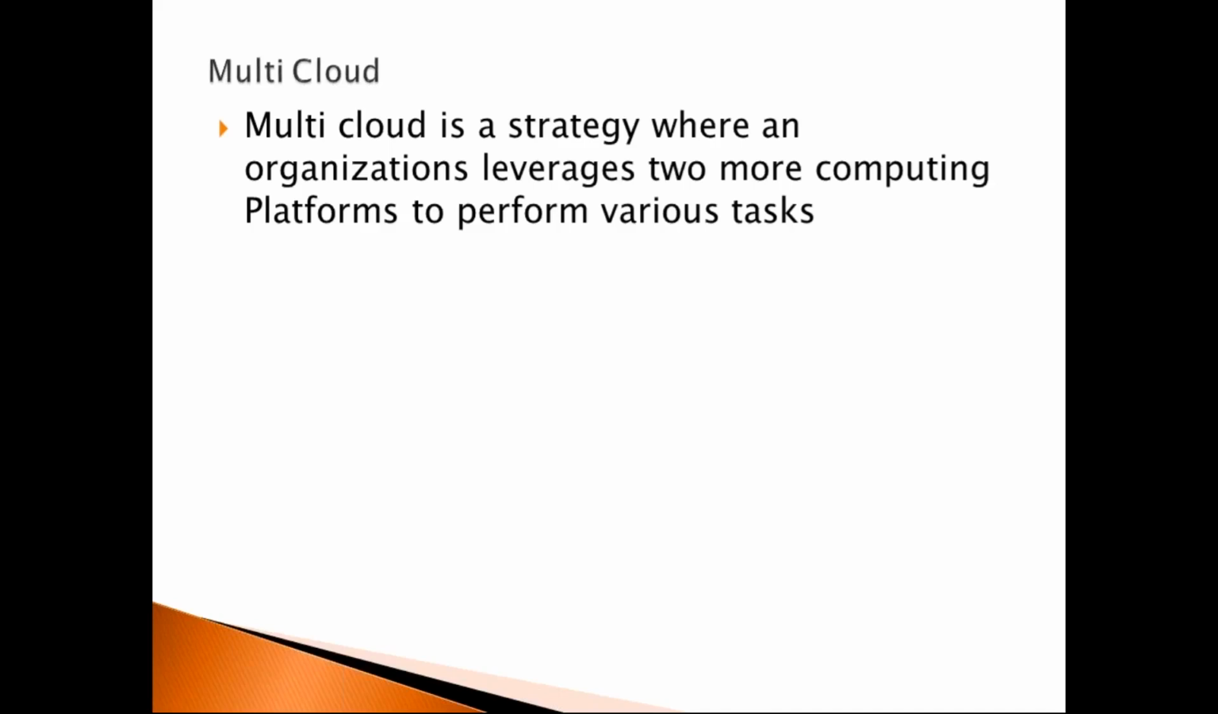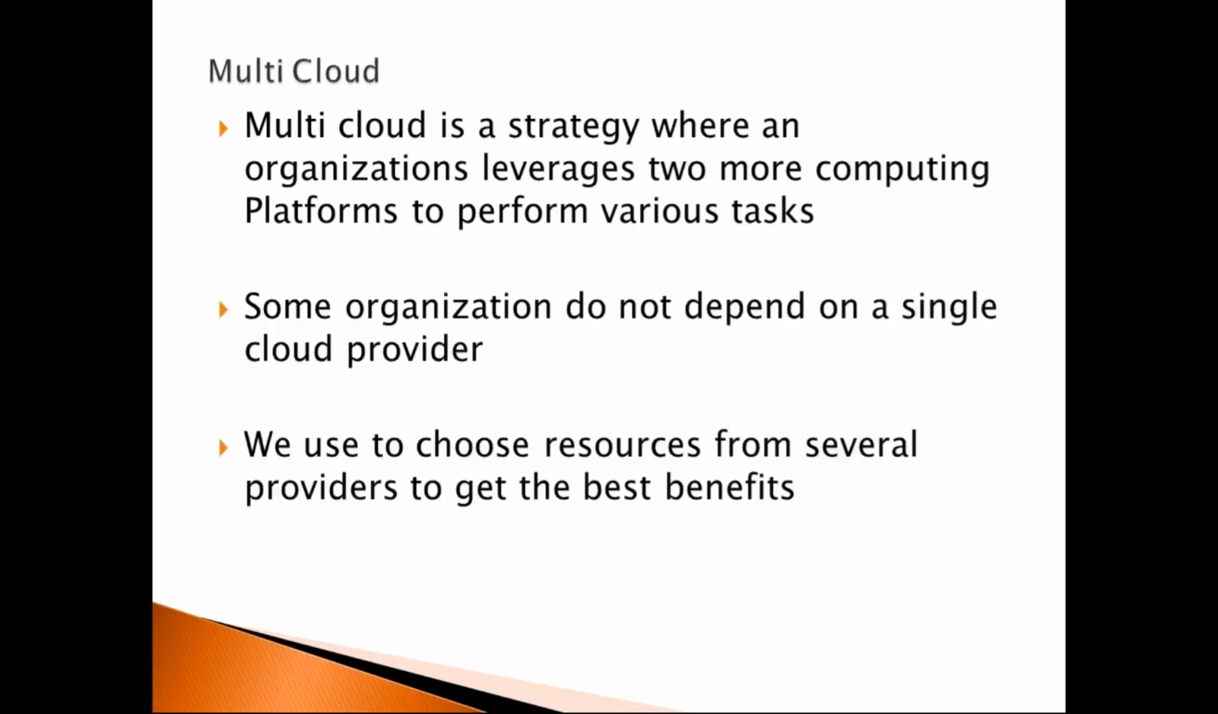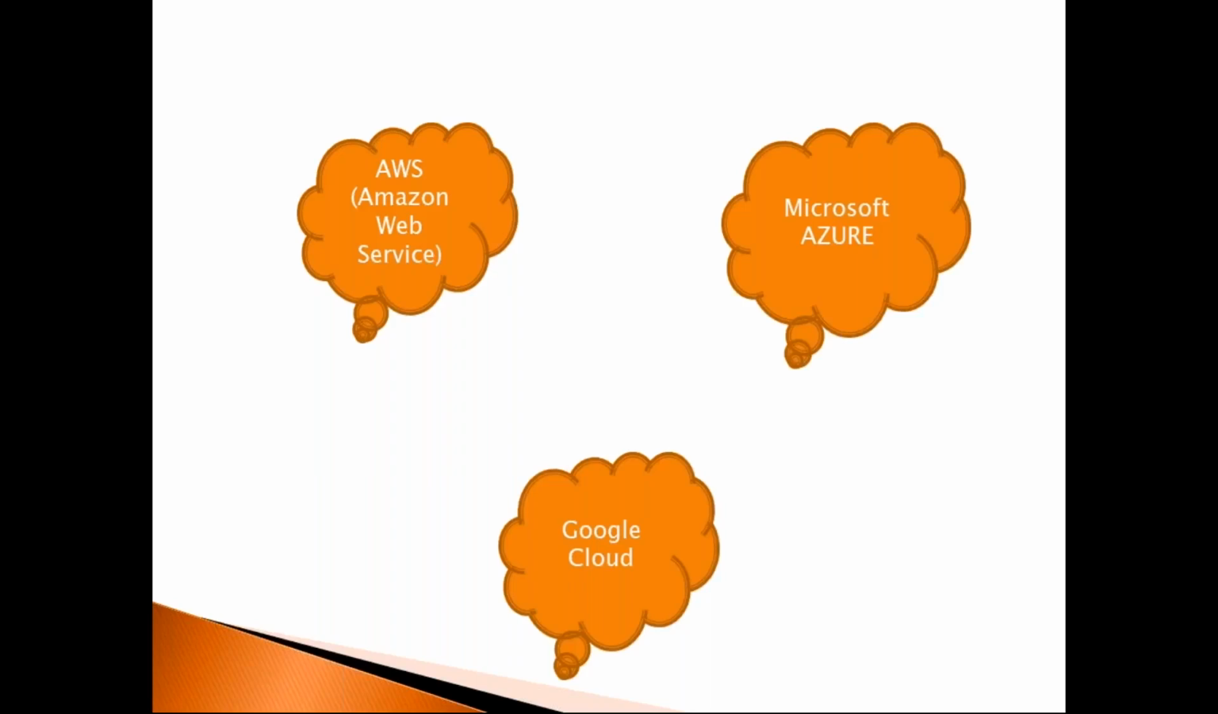Multi-cloud. Multi-cloud is a strategy where an organization leverages two or more computing platforms. Some organizations do not depend on a single cloud provider. If I have a company and I'm using only AWS, that is called a single cloud provider. So most companies are going to use multi-cloud providers like AWS, Microsoft Azure, Google Cloud. Tomorrow you get a job in IBM as AWS Cloud admin, you see the Azure Cloud Admin, GCP Cloud Admin.